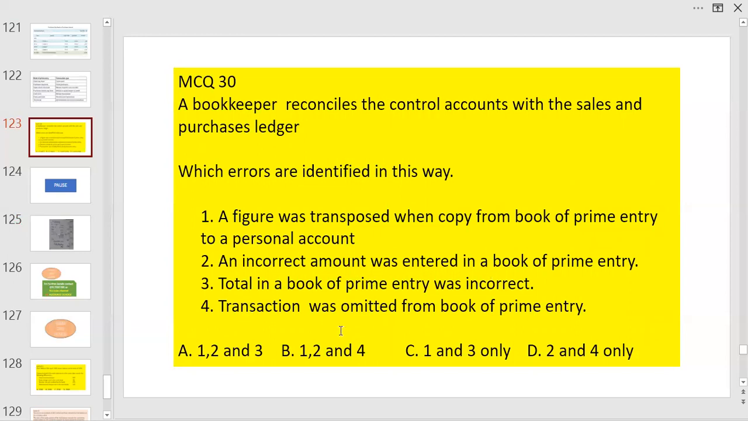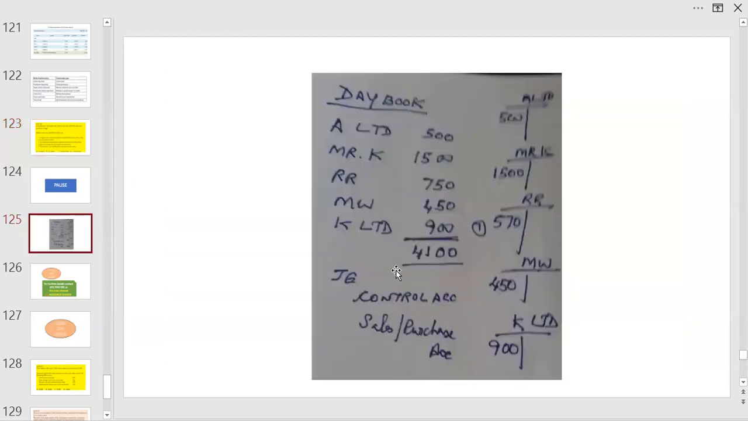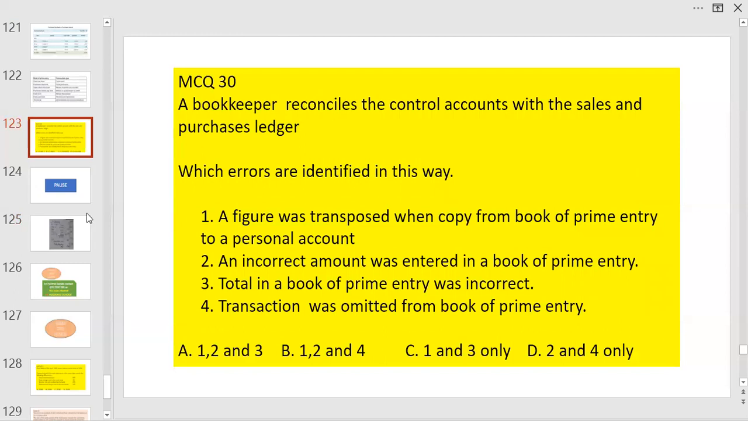The fourth one, a transaction was omitted from the book of prime entry. So again, say there is another entry also to come, but by mistake they have omitted it. If they have omitted it here, naturally it is omitted from here. So that will not create any difference. So therefore the bookkeeper's reconciliation will not identify this. So therefore the correct answer is 1 and 3, which is C.